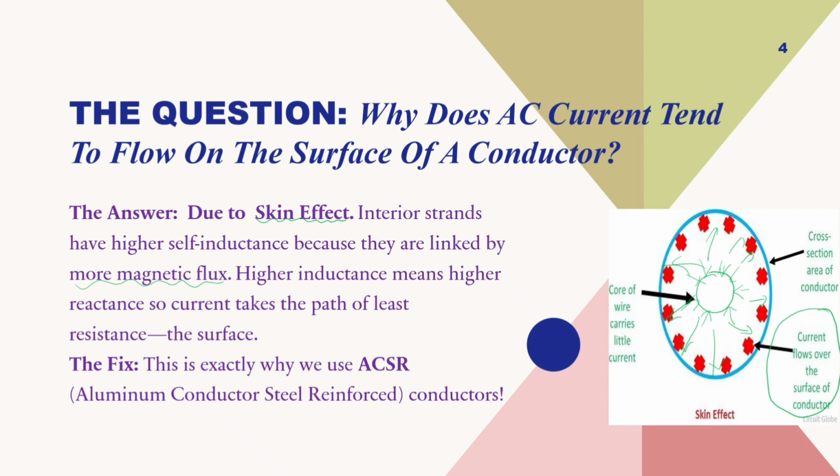So in the ACSR conductor, the aluminum part would be on the surface, and here we'll have the reinforced steel. Steel basically provides the mechanical support or stability for the conductor, and the aluminum, being a good conductor and placed on the surface, is able to carry more current. So hope you got why AC tends to flow on the surface of the conductor. Now moving on to the next question.